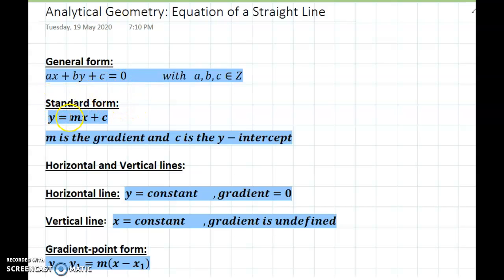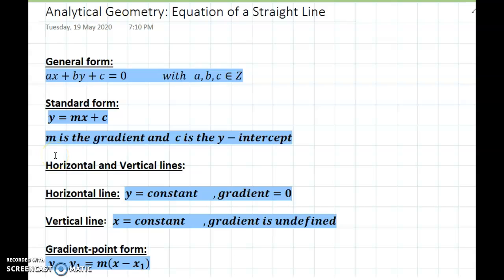This is also called the gradient y-intercept form, for obvious reasons, because in this form, in other words, when y is the subject, then the coefficient of x is the gradient and the constant is your y-intercept. So this standard form is very useful when we know the gradient, and if we've got the y-intercept, it's quite straightforward. We just substitute to get the equation of our straight line.